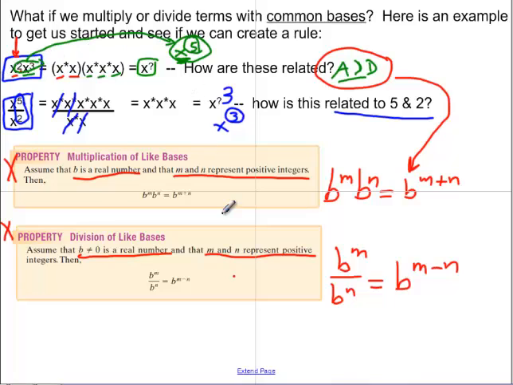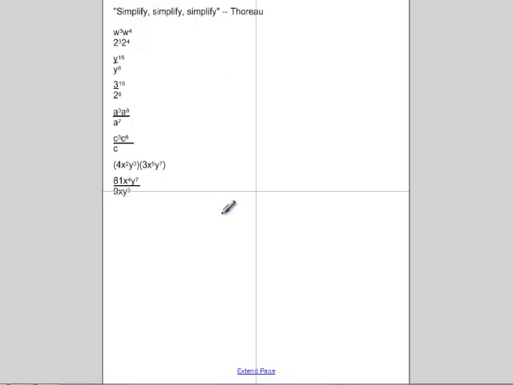Let's take a look at some simplification problems. So we're going to rewrite our rules again. B to the mth power times b to the nth power equals b to the m plus n. The same thing holds true for b to the mth power divided by b to the nth power equals b to the m minus n. Those are the two rules that we're going to apply, so keep these in mind.